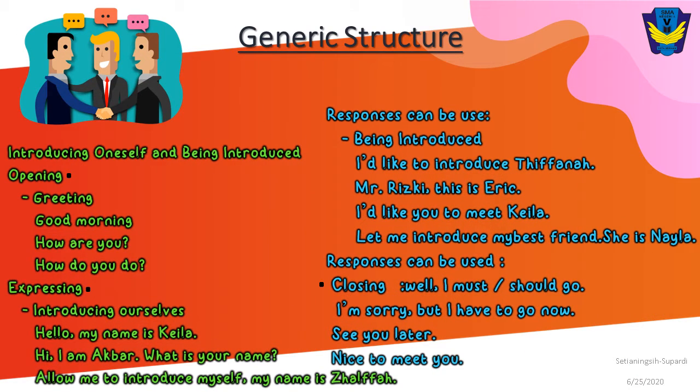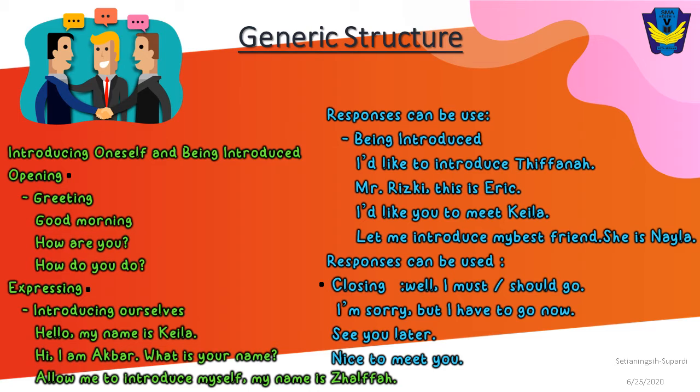Well, in generic structure, before we use introducing oneself and being introduced in one conversation, we have to find out what generic structure you can use in your conversation. Okay, let's find out. For the first one, you have to use an opening in your dialogue, in your conversation. For the opening, you can use a greeting. You can choose which one is the best greeting to use in conversation, like good morning, how are you, how do you do.